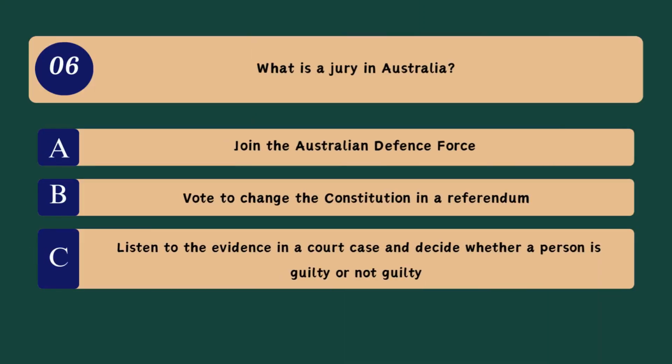Question 6. What is a jury in Australia? A. Join the Australian Defence Force. B. Vote to change the Constitution in a referendum. C. Listen to the evidence in a court case and decide whether a person is guilty or not guilty.